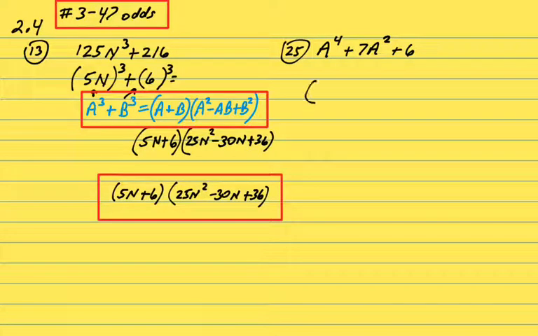So to get a to the fourth, it might be a squared times a squared. I'll point out that these are expressions. There's no equal sign in this. That means you cannot solve them. You can only factor them or simplify them.